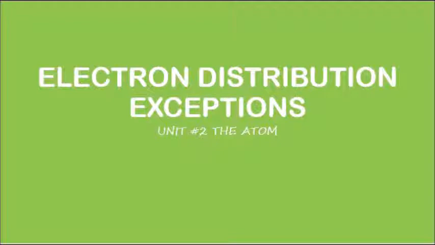In this video we're going to be talking about electron distribution exceptions. Now if you've learned this already in class, you might have noticed that in one of the previous lessons when I talked about the electron configuration for gold, it was actually wrong. And I did that on purpose because I wanted to talk about how this comes into play. Okay, so we're going to be taking a look at that.